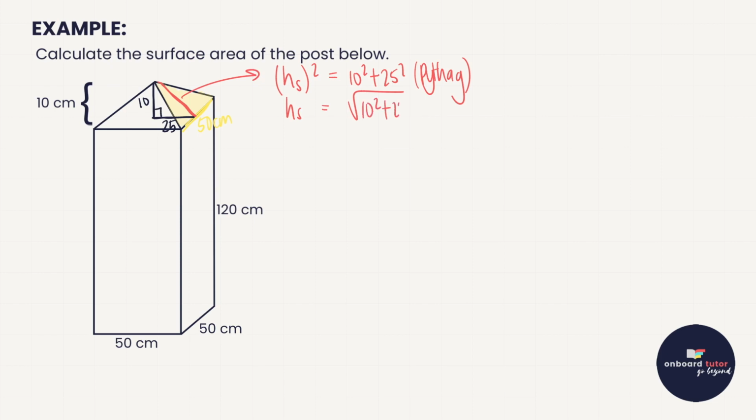10 squared plus 25 squared. So that gives me 5 root 29. And I'm going to leave it like that for now. I always say we don't want to round off too soon and lose the accuracy of our answers, but that's what we're going to do.